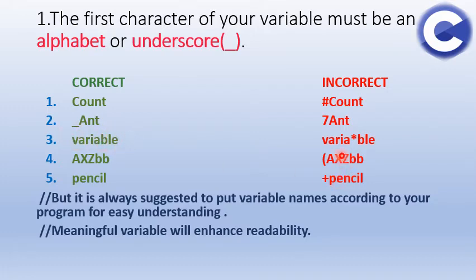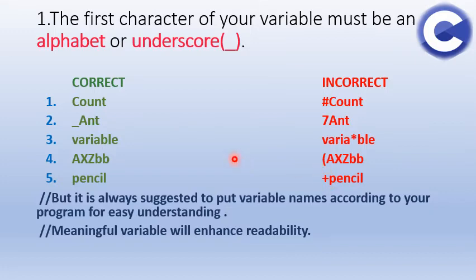And in the incorrect ones, see asterisk is in between your variable, which is a special symbol, which is not allowed in your variables. Then here AXZBB is a variable name because it is also following the rules. But here the first character of a variable is a parenthesis, which is a special character which is not at all allowed. In the fifth again, pencil is a variable name and here plus pencil. So the first character of a variable is having a special character which is again not allowed.